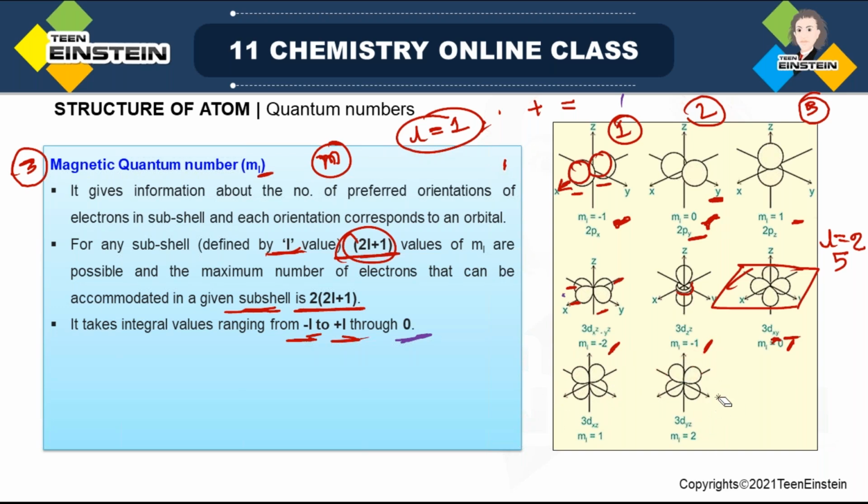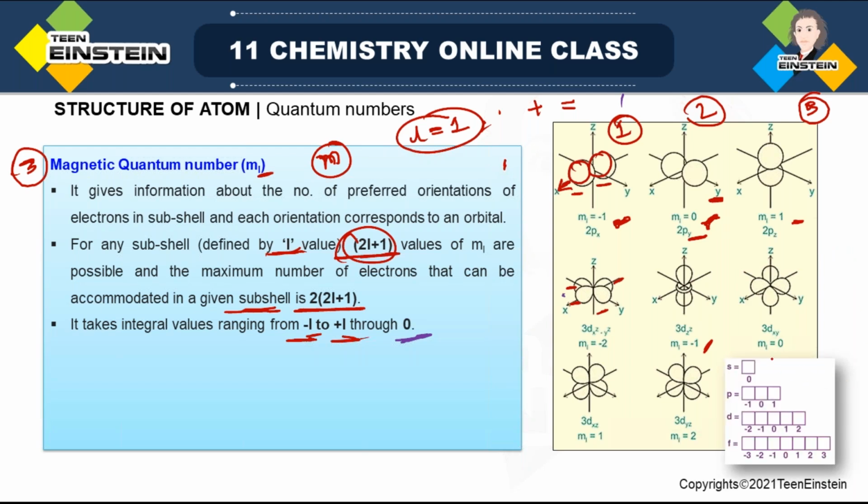So in this way, we get a total of 5 ml values. Here it is shown for 3d, but it is also true for 4d or 5d. Now for s, there is only one possibility because the L value is 0. For s, L is 0; for p it is 1; for d it is 2; for f it is 3. So when L is 3, 2L plus 1 is 2 into 3 plus 1, that means 6 plus 1, 7. A total of 7 possibilities are there, starting from minus 3, then minus 2, then minus 1, and ending at 3.